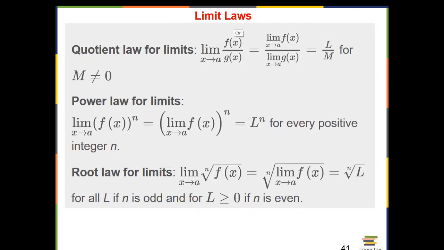Limit of a quotient is the quotient of the limits. Of course, the denominator can't be zero. Limit of a function to a power is the limit of the function to that power. Limit of an nth root of a function is the nth root of the limit of the function. Now, of course, if n is even, the inside cannot be negative. If n is odd, then the limit could be any number.